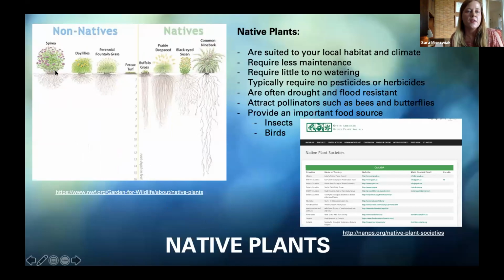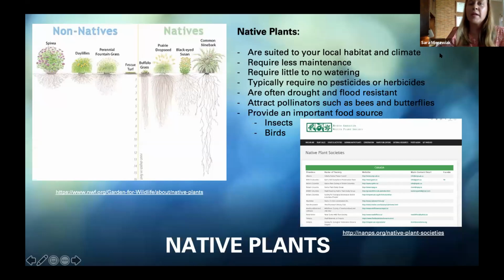So here's some of the other, okay, so daylilies right now, I actually have a huge patch of daylilies that I posted on Facebook, free for anyone to come dig them up. I've already had some people come dig them up. So I'm getting rid of those and then replacing them with some of these other things. I do have some black-eyed Susan, some common ninebark.